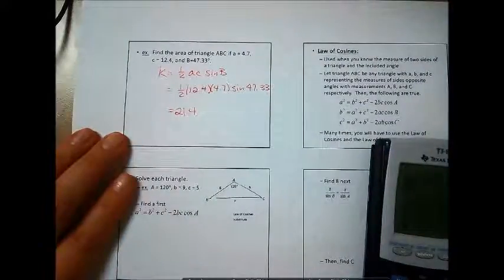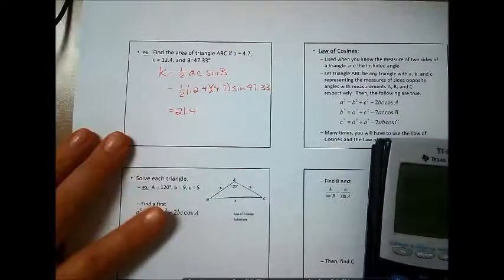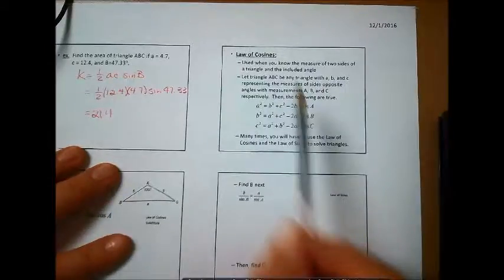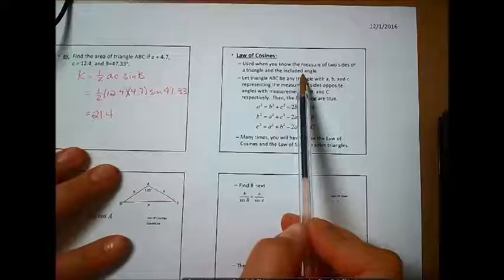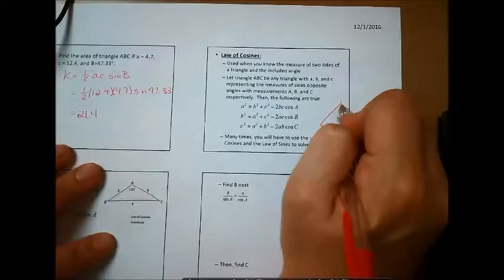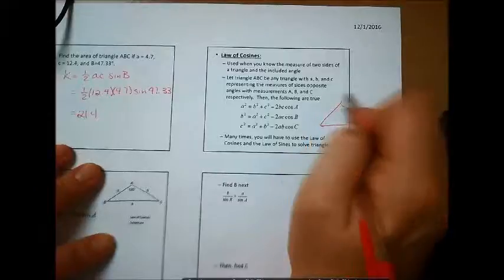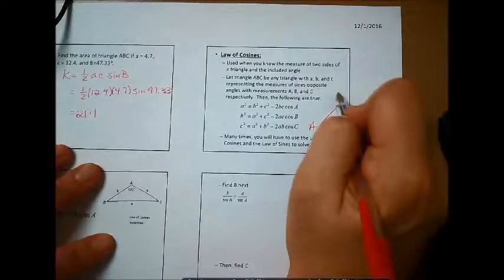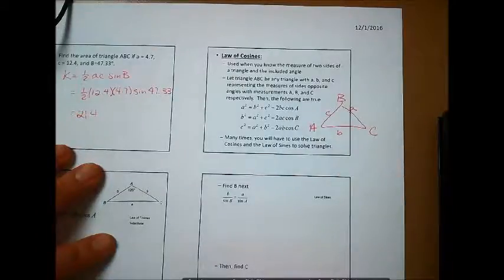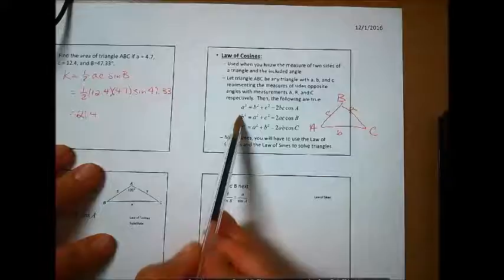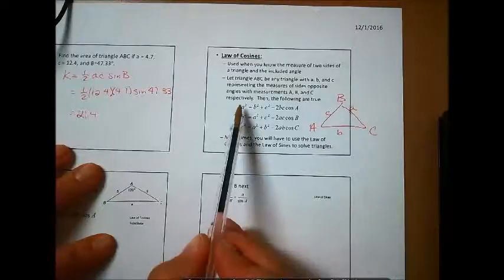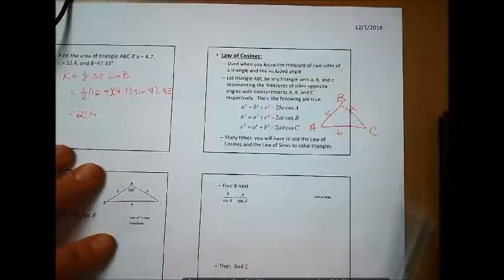So then we have the law of cosines, which is used when you know the measure of two sides of a triangle and the included angle. And it's that same triangle again with A and little a, and B and little b, and C and little c. And you're only going to use one of these. That question came up a lot, that you're only going to use one of these formulas to start, and then you can move right back to the law of sines, which I think is a little easier.